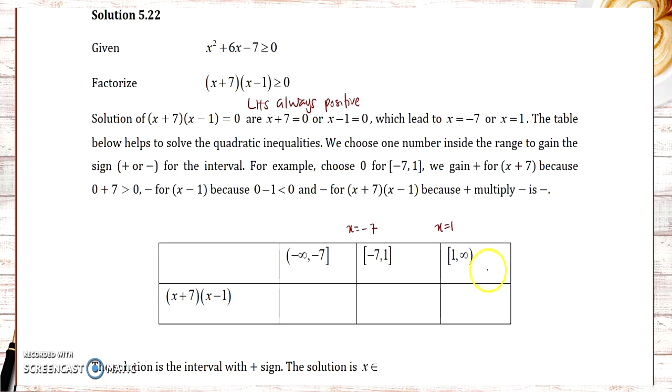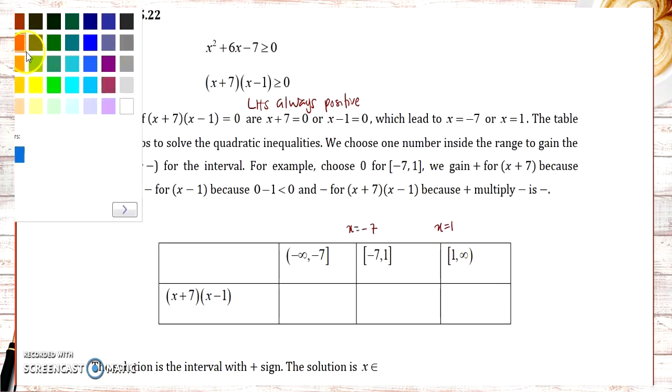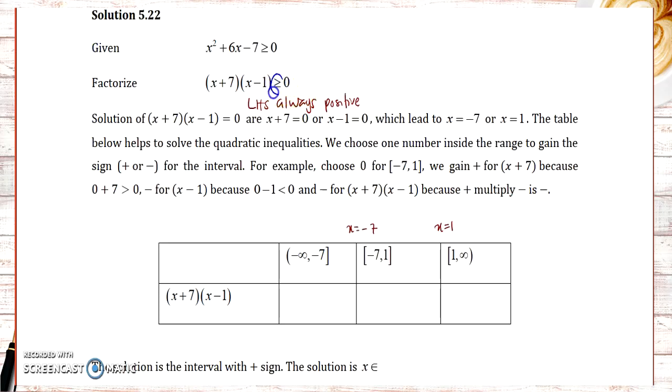Okay, how do we know that we need to include the number? From the sign of the inequality. This sign is greater than or equal to, which means we need to include the solution. We need to include negative 7 and 1 as the solution to this inequality.